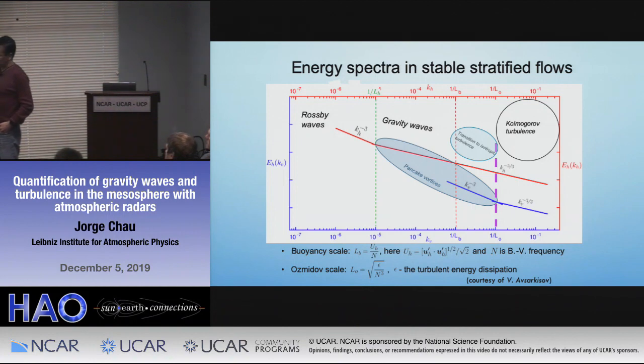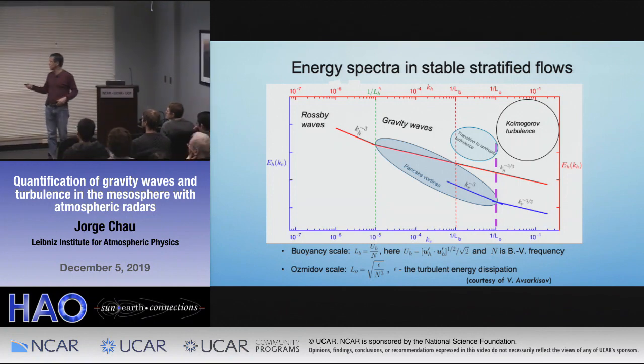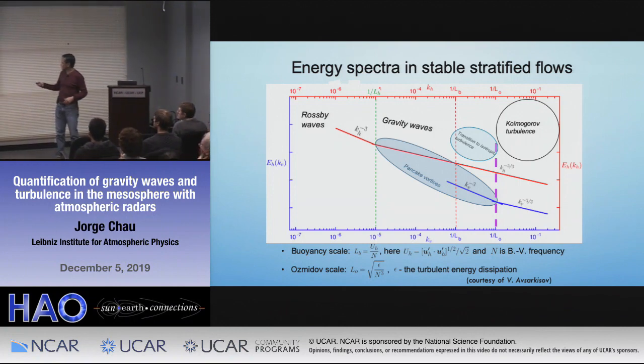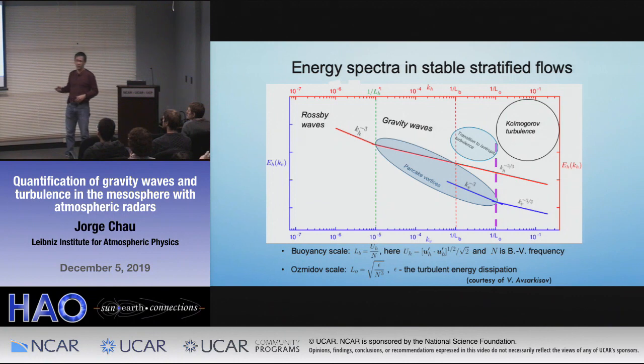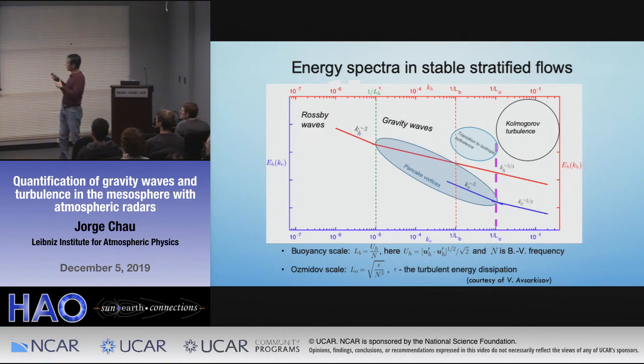To try to connect it to general circulation models, this is the energy spectra in stable stratified flows. We know that there are Rossby wave dominated dynamics with the KH to the minus 3 type of spectra, with a boundary at approximately 300, 400 kilometers. And then comes another slope, with minus 5/3. I will say that could be gravity waves.